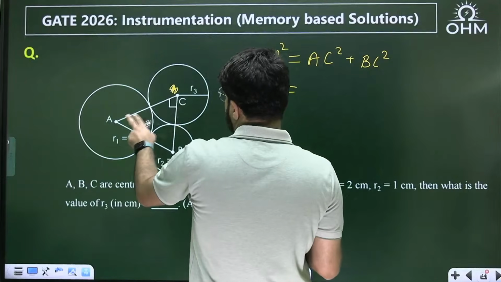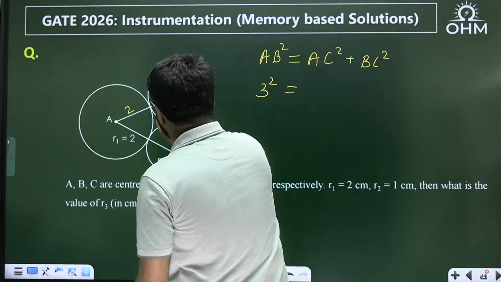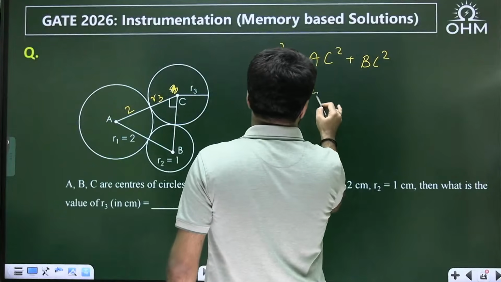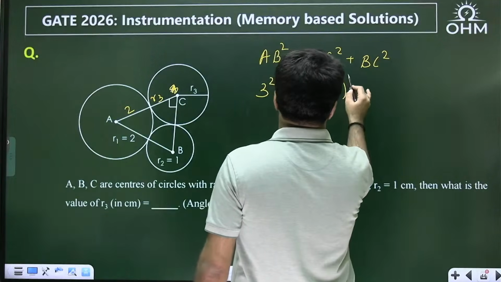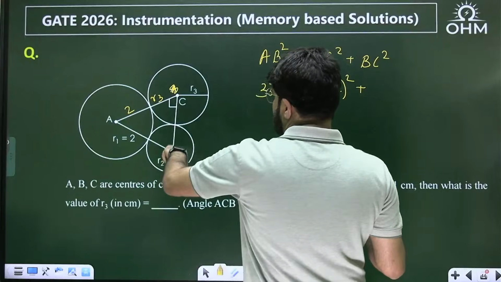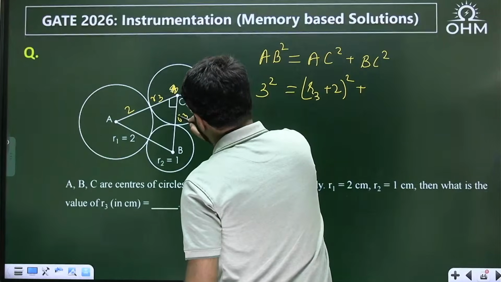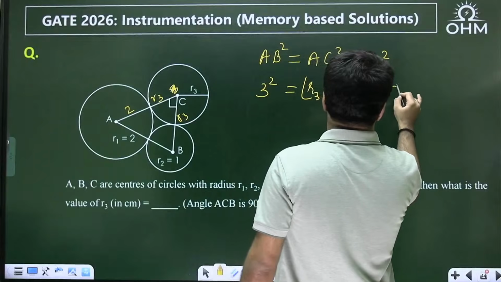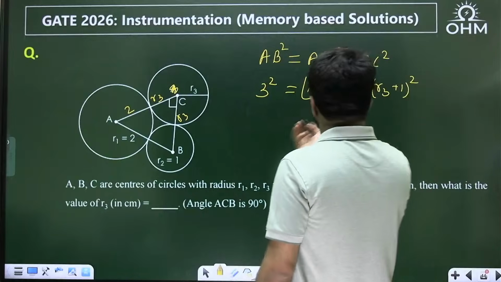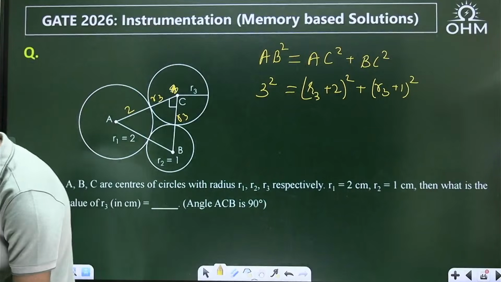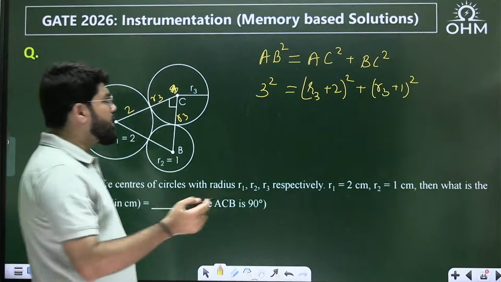Okay, what about AC? Okay, AC becoming, this is again 2 and this is your radius R3 only. So this is going to be R3 plus 2 whole square. Okay, what is going to be then the BC value? Okay, this side is again R3. Okay, so this is going to be R3 plus 1 whole square. Okay, then you have to solve the equation. Correct only? Acha, Vishnu says correct only. Okay, so then what is there?